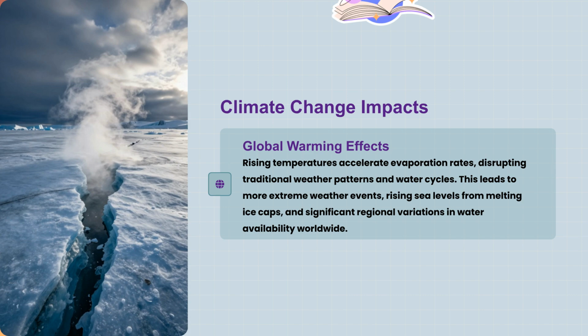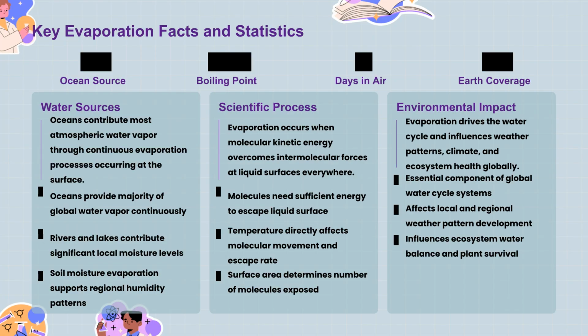Climate change impacts evaporation significantly. Rising temperatures accelerate evaporation rates, disrupting water cycles. This leads to more extreme weather events and varying water availability worldwide.